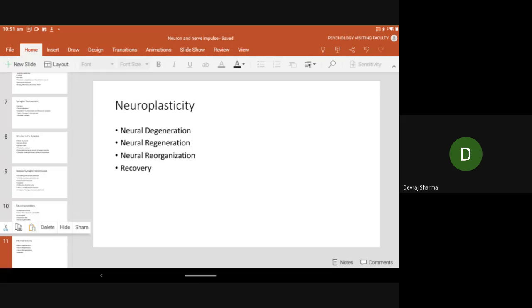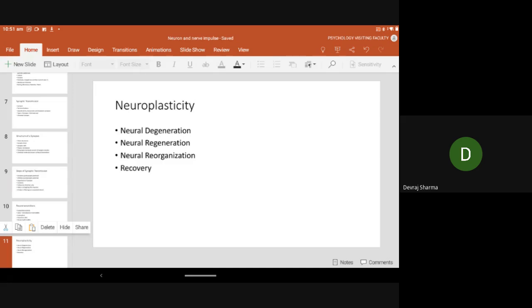Now, what then is regeneration? Regeneration is another important part, that is neural regeneration. It is the regrowth of damaged neurons. Now, the degeneration, you have known, is a kind of deterioration in two ways. Regeneration means the regrowth of the damaged neurons.